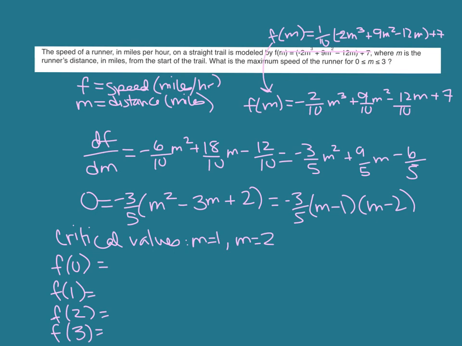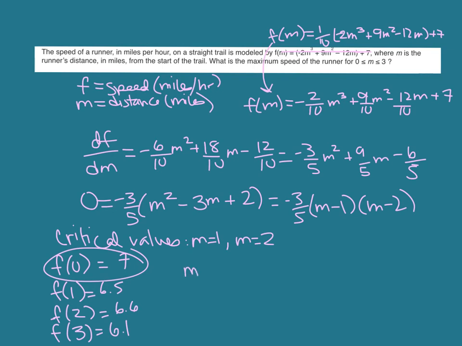I would say this is a good one to use your calculator for. Make sure that you're using the original equation, not the derivative. If you use the derivative, the middle two will be 0. We don't want that. And so when we do this, we get that f of 0 equals 7. We get that f of 1 is 6.5. f of 2 is 6.6, and f of 3 is 6.1. So actually, this value right here is my maximum.